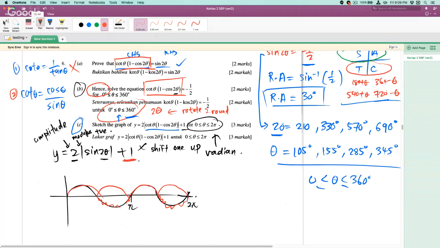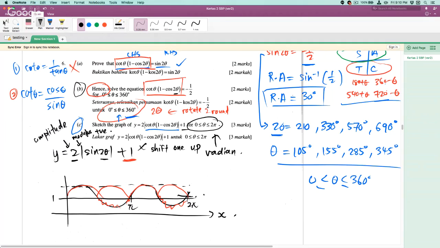And then the +1 means what? This now is the x-axis, right? That means you have to shift 1 unit to the top. That means the x-axis itself will become 1 here, and your x-axis is actually at the bottom. This is the whole idea on how to sketch this one, because your graph basically shifts up 1 unit. So you will get all positive become modulus, and your maximum here, amplitude is 2.